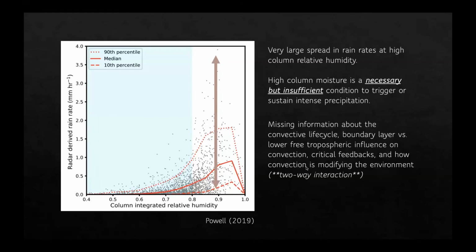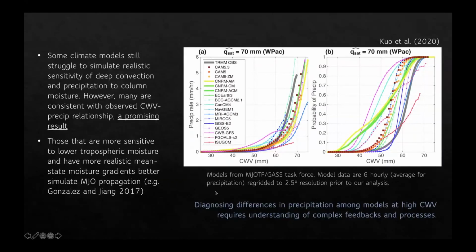And what's missing here is information about the convective life cycle, boundary layer versus lower free tropospheric influence on convection, many critical feedbacks, including cloud radiation interactions, cold pool interactions, surface fluxes, how the boundary layer and lower free troposphere are becoming moist to begin with, and how that moisture variability is playing a role. And of course, we're trying to think of this not only from the perspective of what the thermodynamic controls and dynamic controls on convection are, but also how convection modifies the environment. It's a two-way interaction.